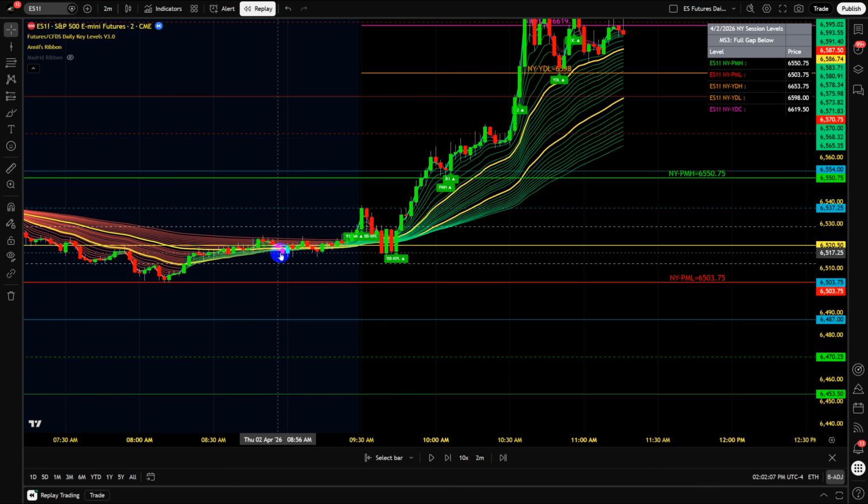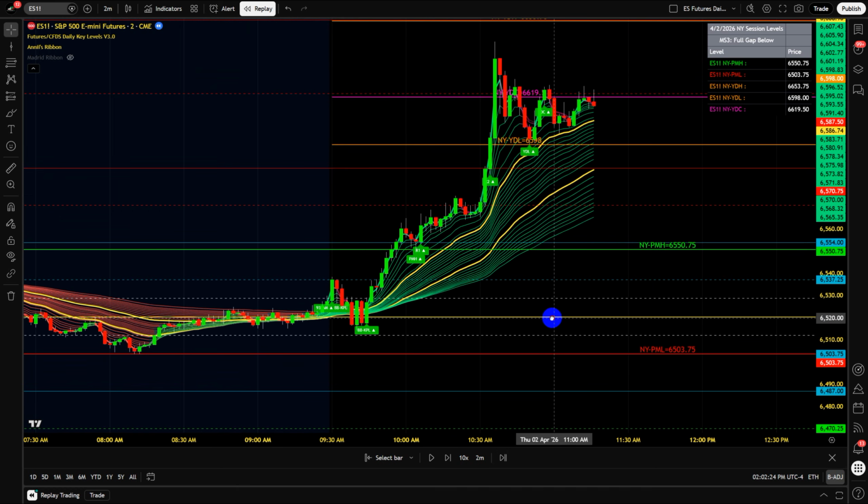That's why it's a good idea to use confirmation indicators, whether you want to use your own confirmation indicators that you already are used to using, or you want to try to use one of these two ribbon indicators that are free on TradingView as your additional confirmations as well.